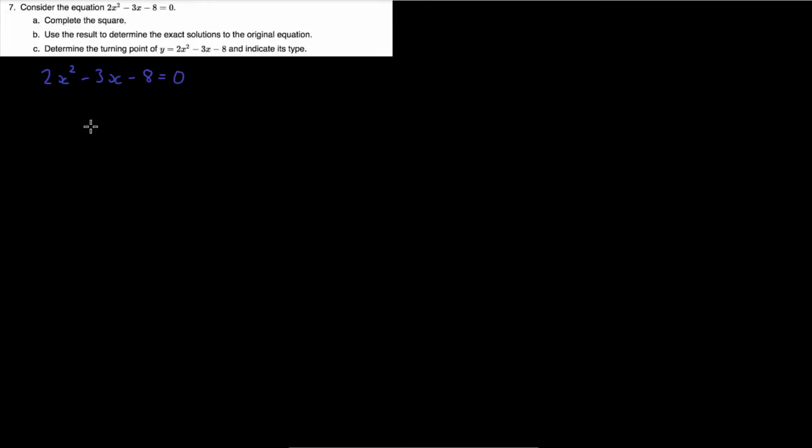One thing that'll help us out with completing the square is this a value of 2. Let's get rid of it. Let's divide everything by 2. So we get x squared minus 3 on 2x minus 4 equals 0. Now, the key thing of completing the square is looking at this value here. That is our new b value.